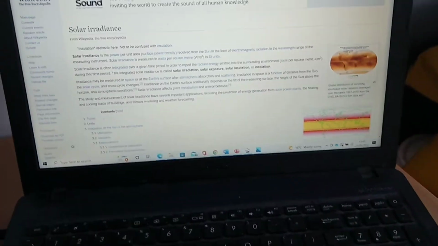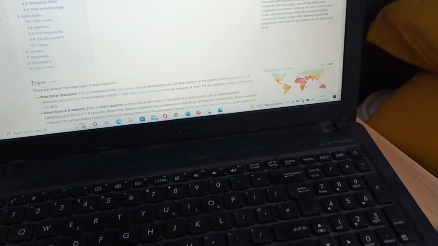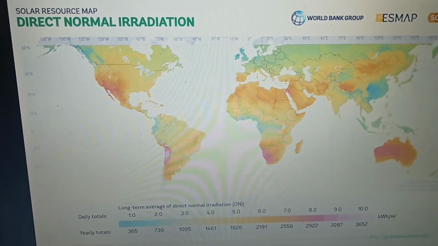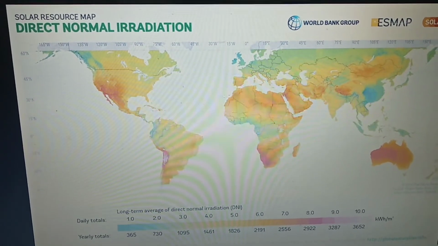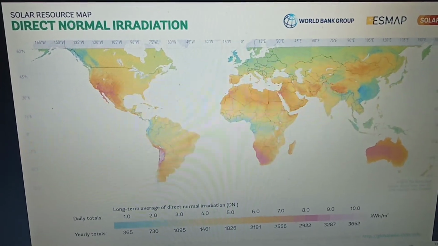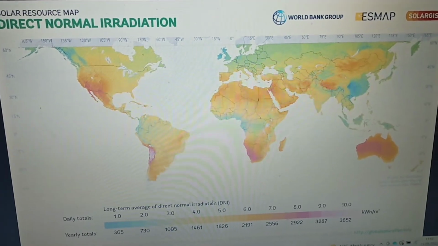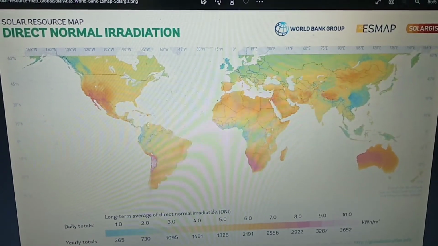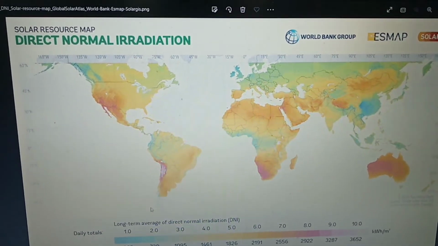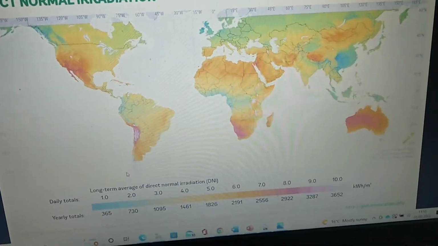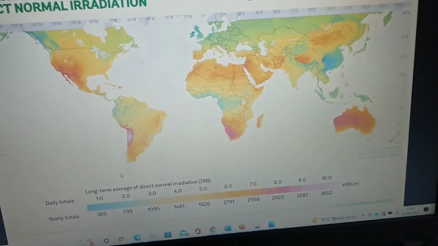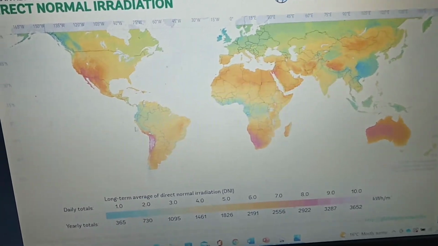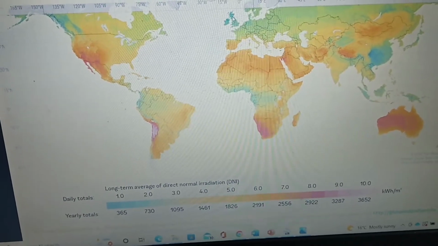So if we go back to this map that I was looking at, I got it from this page here on Wikipedia, and I'm just going to go into the bigger version of it. This basically is a map which shows the direct sunlight irradiation across the world.